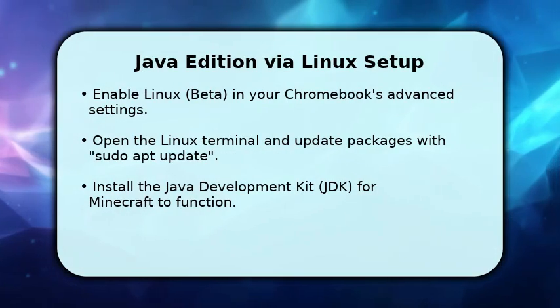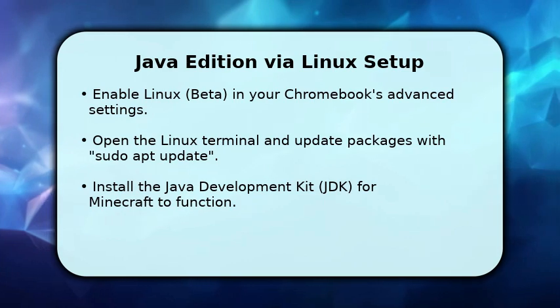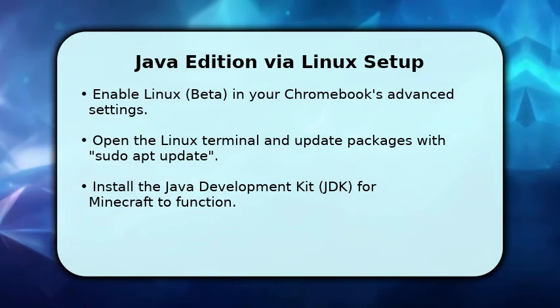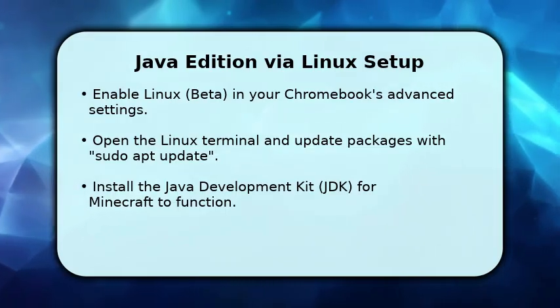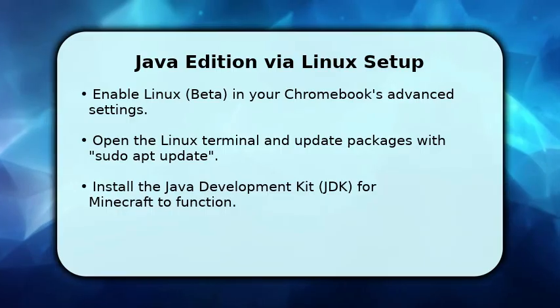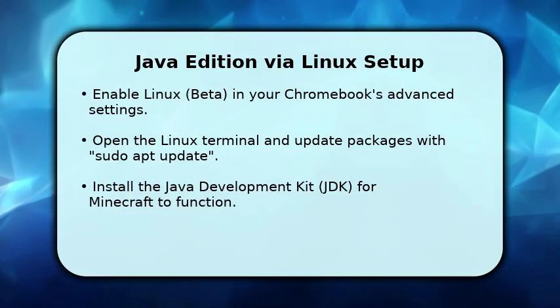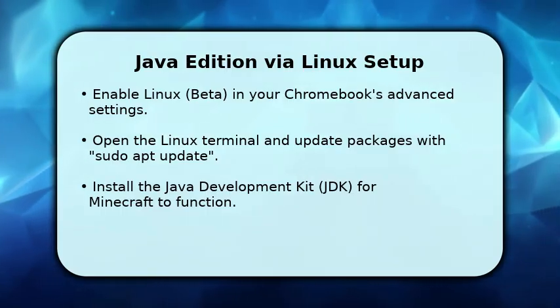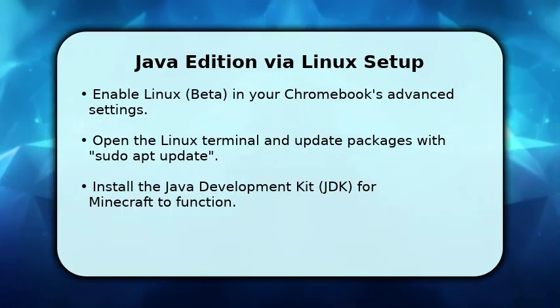For the full Java Edition experience, you will need to enable Linux Beta on your Chromebook. Go to your settings, find the Linux Beta option, and turn it on. After installation, open the Linux terminal. First, run sudo apt update to refresh your package lists. Then, install the Java Development Kit, which is essential for running Minecraft Java editions smoothly on your system.